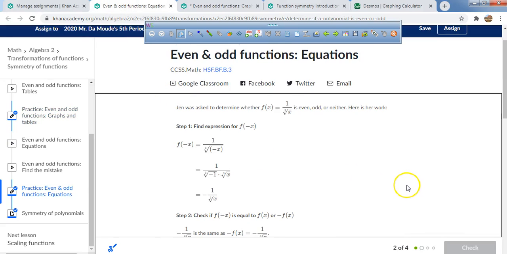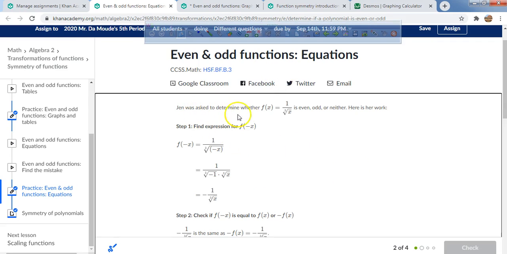All right, last one. We're dealing with even and odd functions and equations, and this is the last thing we're going to be talking about. It says Jen was asked to determine whether f of x equals 1 divided by the cubic root of x is even, odd, or neither. So this is where I want you to use Desmos as you're working through it to see if you can figure it out.